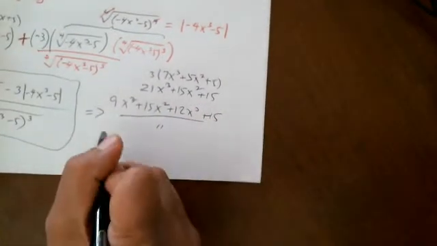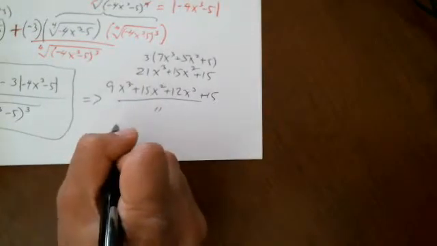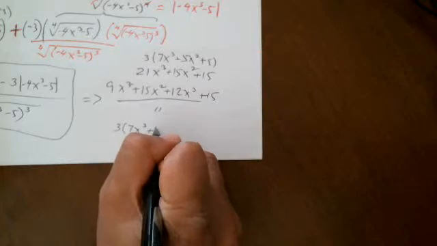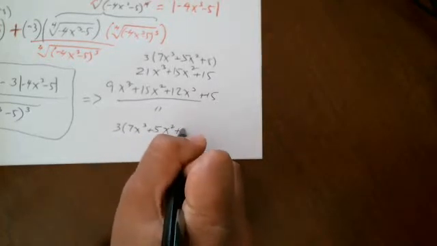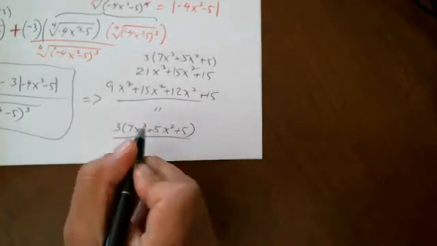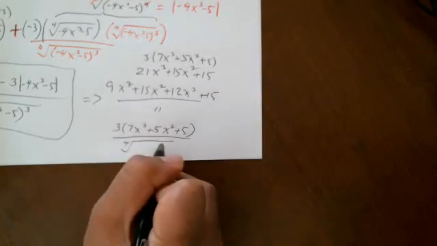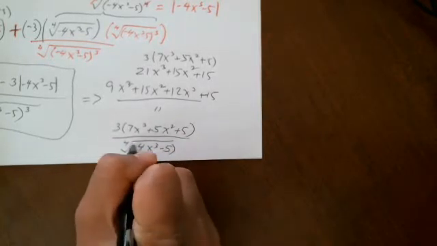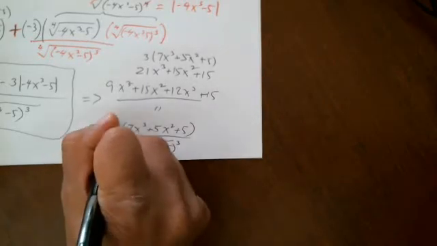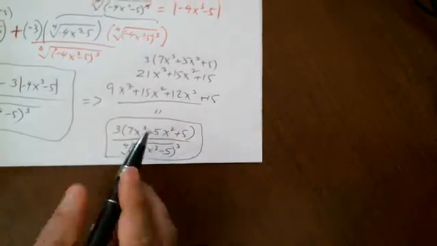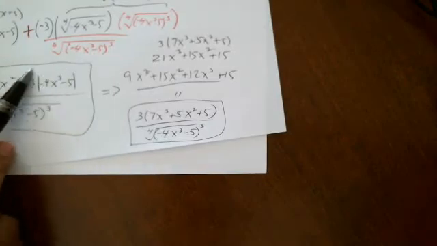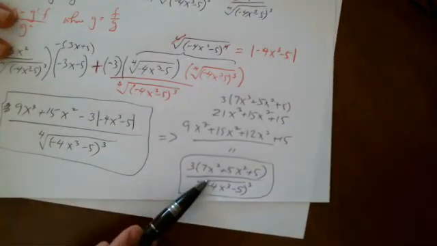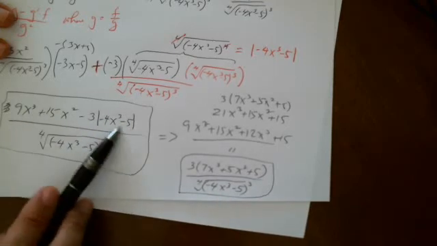So this actually should have turned out to be 3 times (7x cubed plus 5x squared plus 5) all over the fourth root of (negative 4x cubed minus 5) to the third power. So you should find an answer, but this is the one that's supposed to be more correct. Whether they use this one or this one, this is the more correct answer.